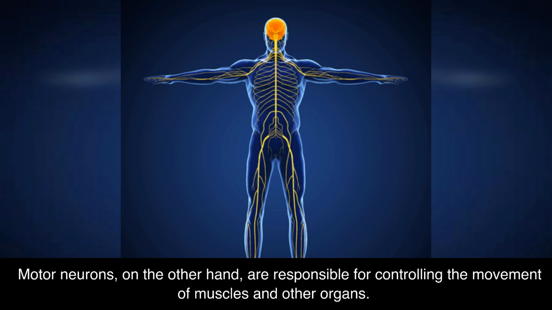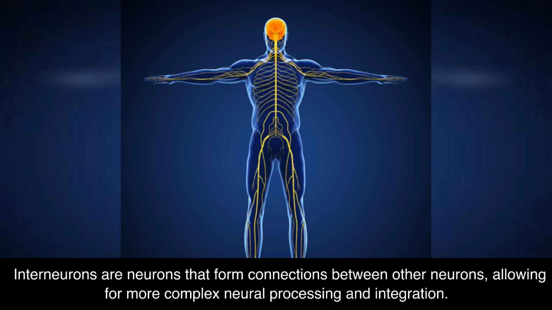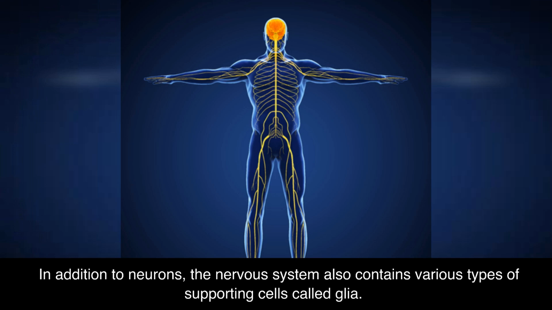Motor neurons, on the other hand, are responsible for controlling the movement of muscles and other organs. Interneurons are neurons that form connections between other neurons, allowing for more complex neural processing and integration. In addition to neurons, the nervous system also contains various types of supporting cells called glia.